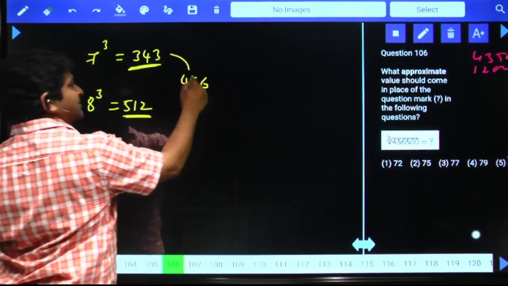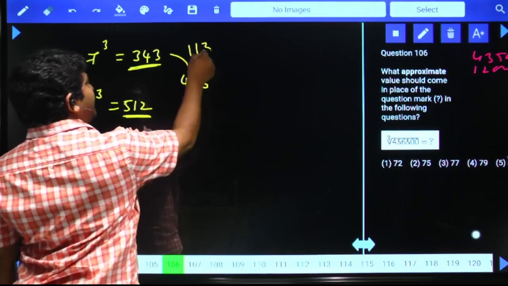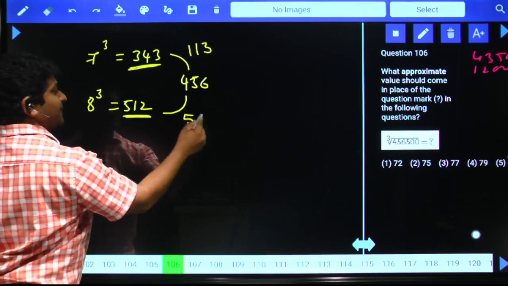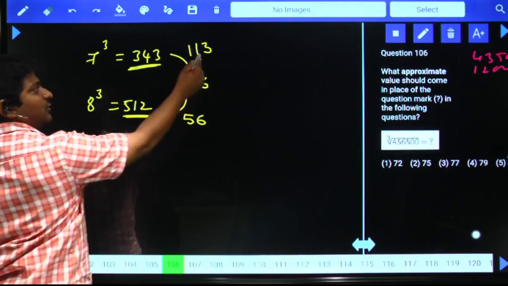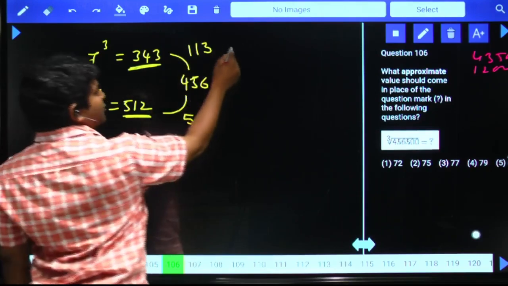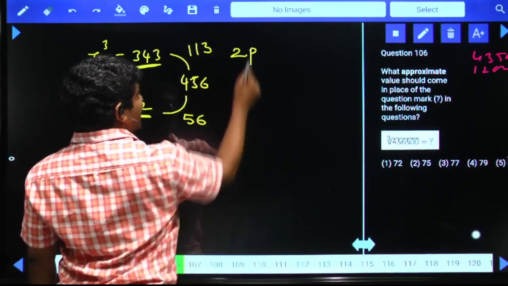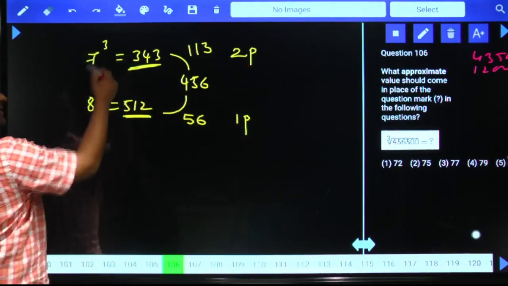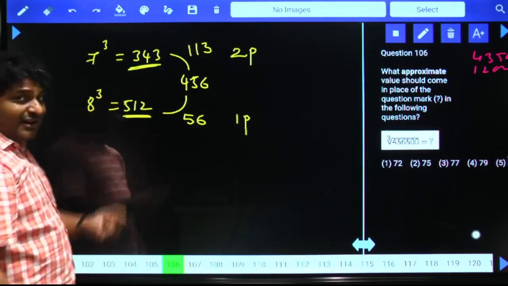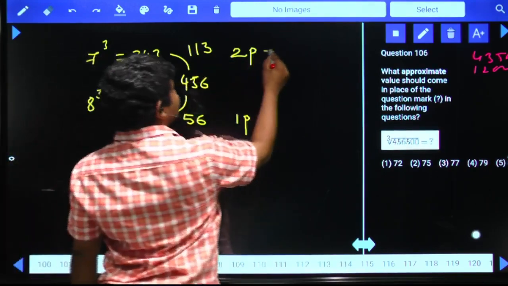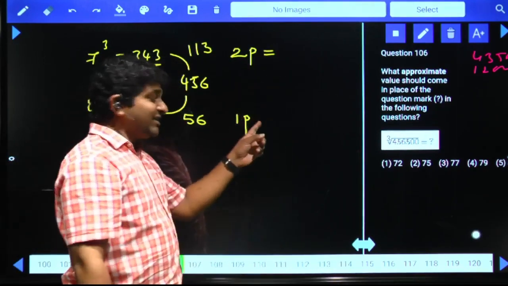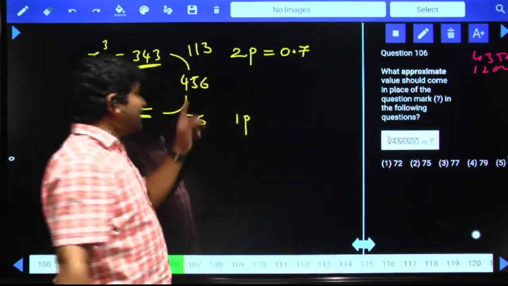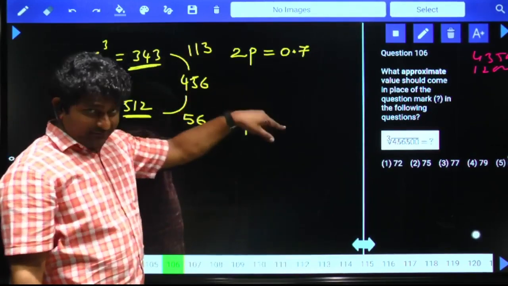Difference between these two numbers, which is equal to 113. Difference between these two numbers, that is equal to 56. 56 2 times is 112 and here you have little bit more than that. So these two are in the ratio 2:1. Hence it is 2 parts and this is 1 part. Sum is equal to 3 parts. Now difference between 7 and then 8, that is divided into 2:1 ratio. Hence this must be equal to 0.66 and this must be equal to 0.33. This I will treat it as approximately 0.7 because here we have 456.5.